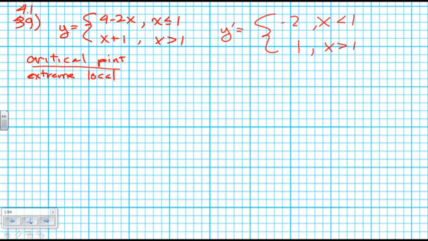Then that must be where the critical point is. So the critical point is going to be when the function is equal to 1 comma. Does that work for both of them? Yeah. 1 comma 2. So there's our critical point. Next question.